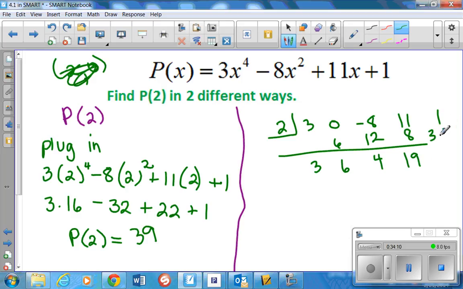38. Look there, it worked. That tells me that (2, 39) is a point on the graph, and the p of 2 is 39, which makes sense because that's the x, that's the y, and it's all one big puzzle, and it works.